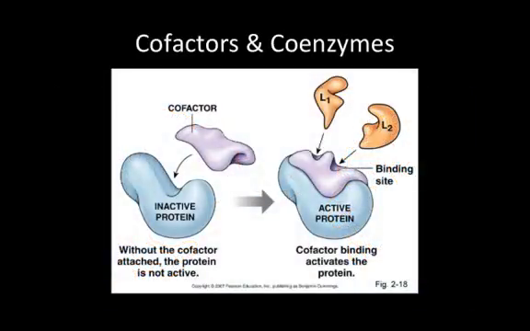Now, some enzymes need another compound to make them work properly. Chemicals called cofactors help make an enzyme active by acting as an intermediate at the active site.